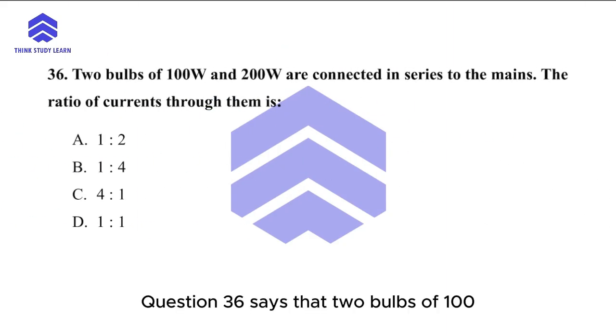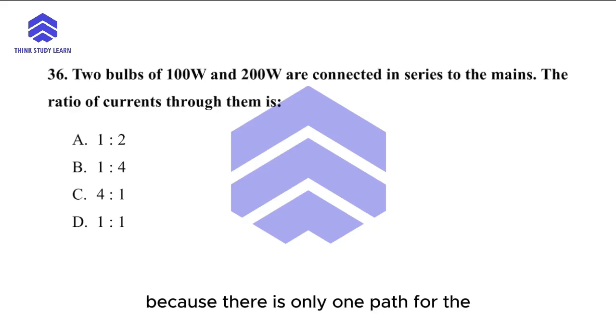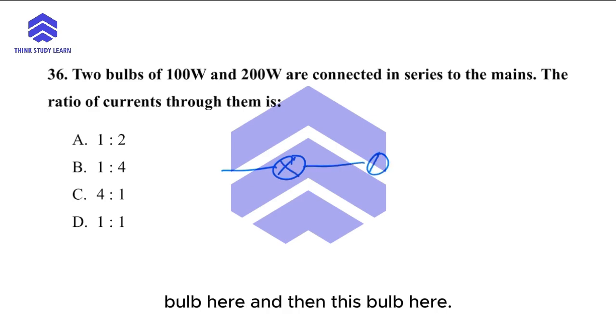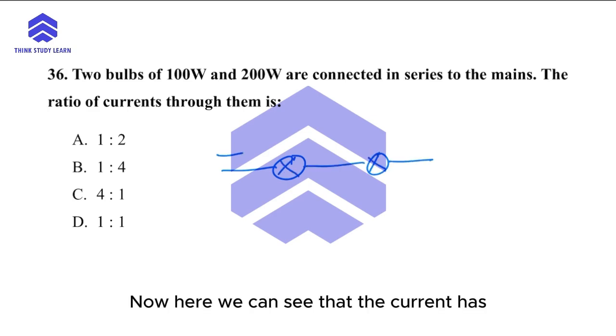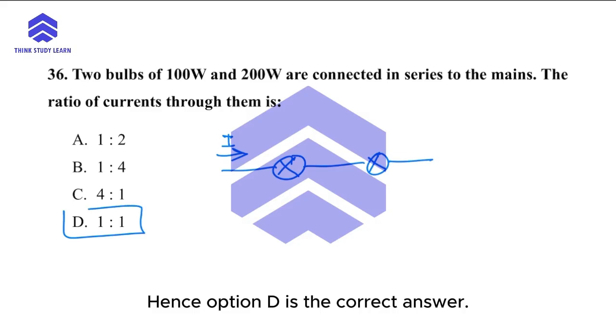Question 36 says that two bulbs of 100 watt and 200 watt are connected in series to the mains. The ratio of current through them is. When two bulbs are connected in series, the current flowing through each bulb is the same because there is only one path for the current to take. For example, I have this bulb here and then this bulb here. Now here we can see that the current has a single path. Hence the current remains the same. Therefore, regardless of power rating of the bulbs, the current through each bulb in series will be identical. Hence option D is the correct answer.